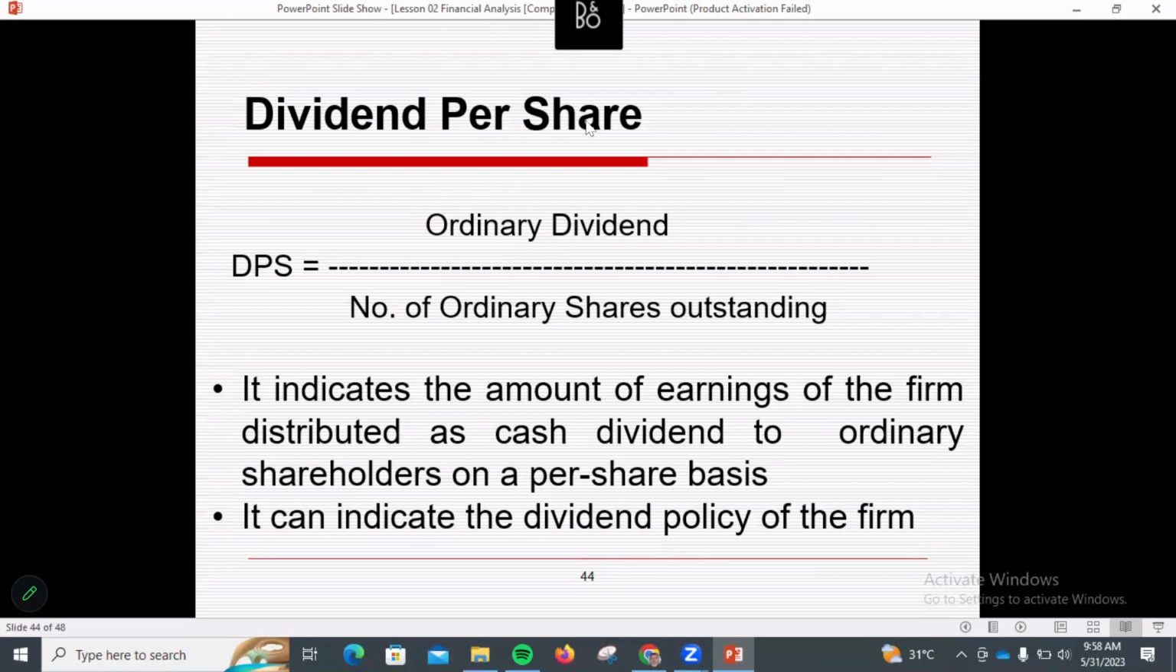But there are some shareholders who prefer the cash dividend. They don't prefer the capital gain, only the cash dividend, waiting for the cash dividend. So that kind of customers, the shareholders, investors, potential investors, from the dividend per year, any investor can evaluate what dividend policy the firm is having.